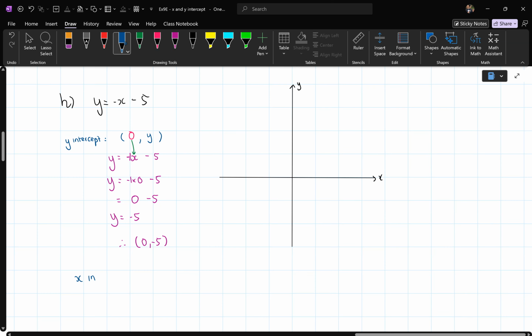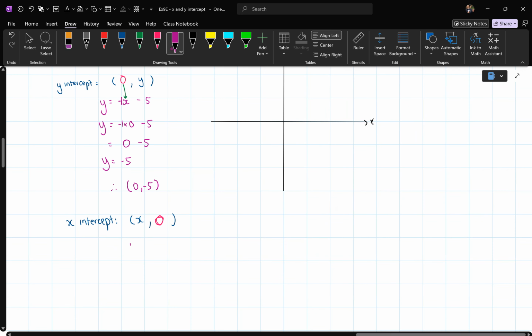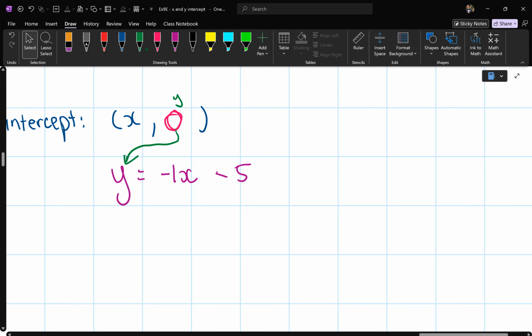Here we go. X-intercept now. If you can work out what the x-intercept should be for this rule, there has to be a pattern, right? What we know is that the y-coordinate is always 0. We just don't know what x is. But we know the y-coordinate has to be 0. That was the pattern. So let's do it again. Here's my equation, -1x minus 5. Now, if y has to be 0, then this is what you're going to get: 0 is equal to -1x minus 5.